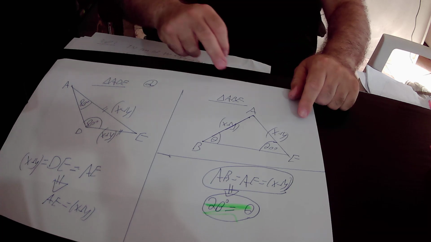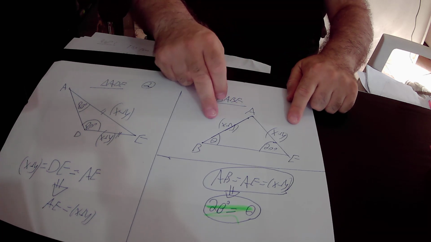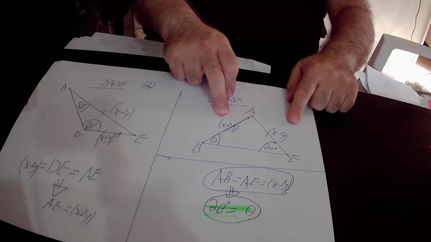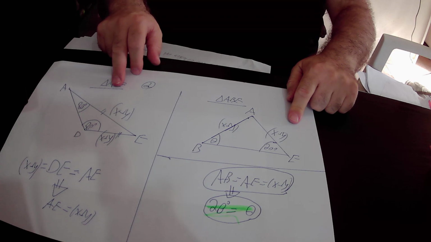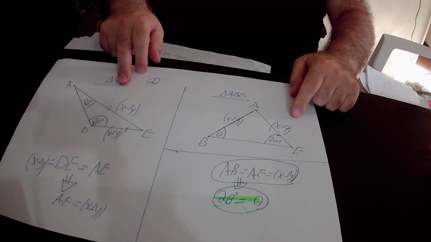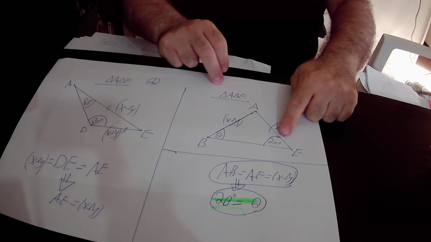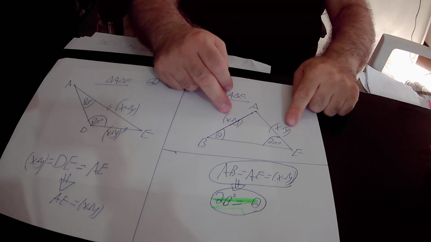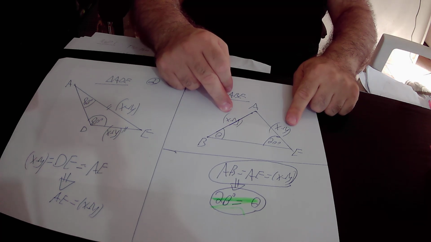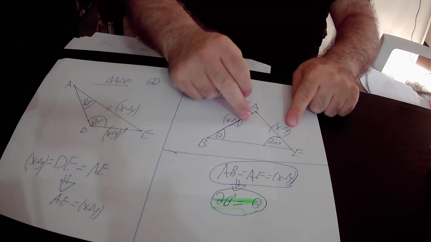Then I copied the big triangle ABE here. Here, side AB equals x plus y, according to what is given in the question. Side AE equals x plus y, according to what we just found out. This angle equals 20 degrees, according to what we have already found out. This angle equals theta, according to what is given in the question. Those two sides are both equal to x plus y, therefore they are equal to each other. That is to say, side AB equals side AE.